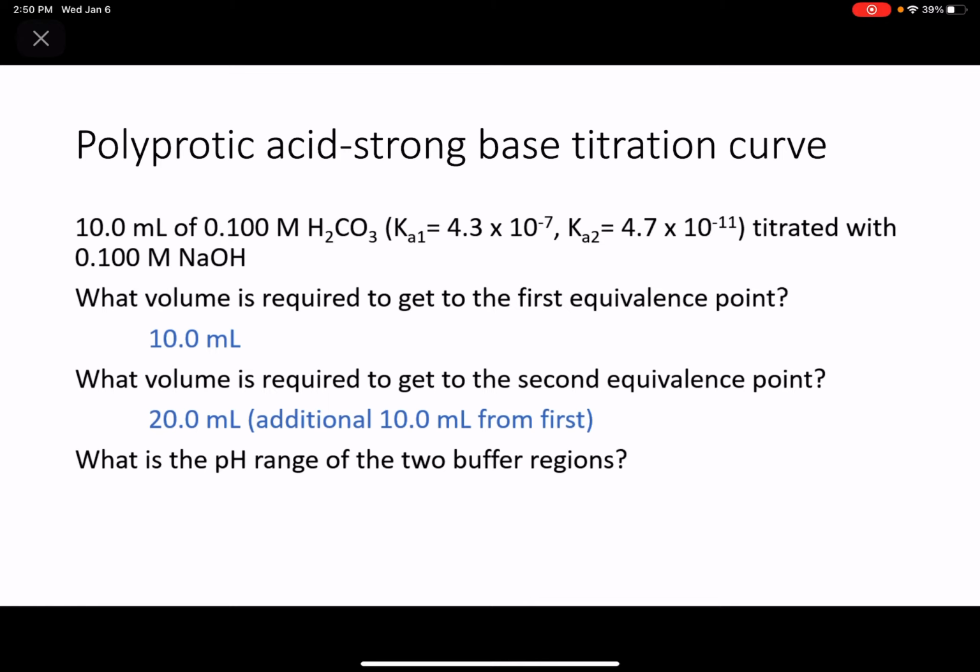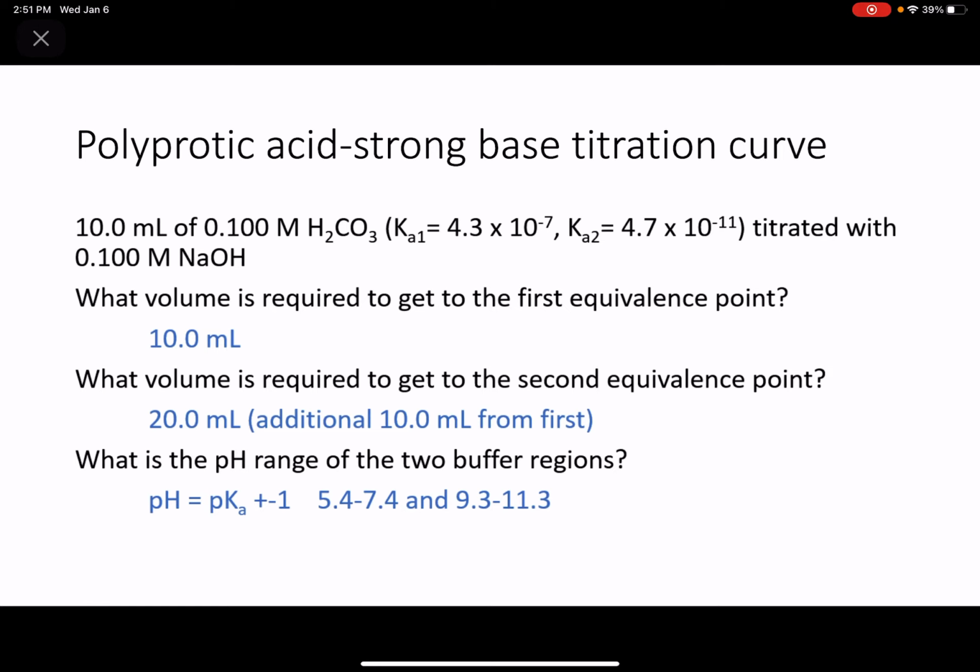And then the other feature is that we have 2 buffer regions. If we think about this, these are 2 buffers, so this would work as a buffer over 2 different pH ranges. So what are those pH ranges? They'd be around the pKa, so the 2 pKa's. The first pKa is around 6, so between 5 and 7. And then the second pKa is around 10, so between 9 and 11. So plus or minus 1 is typically where it acts as a buffer.